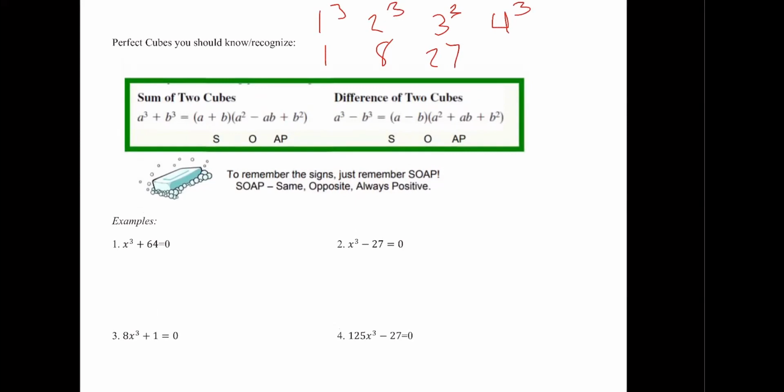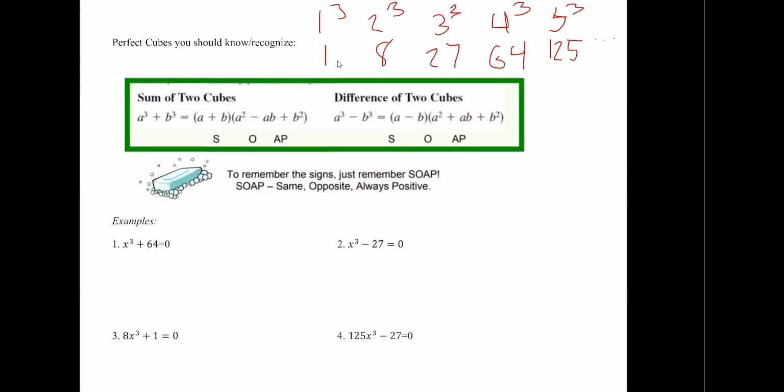Wait a minute, 4 times 4 is 16, times 4 would be... I'm not going completely brain fart all of a sudden. 16 times 4, okay, that would be 64. Geez, I don't know why I had such a brain fart. 5 to the 3rd would be 125, and so on.